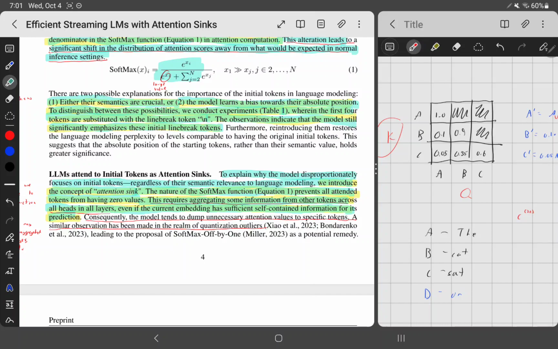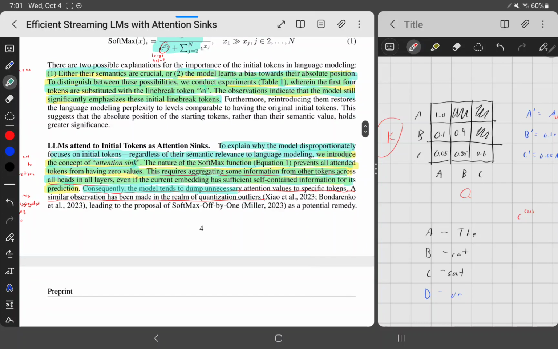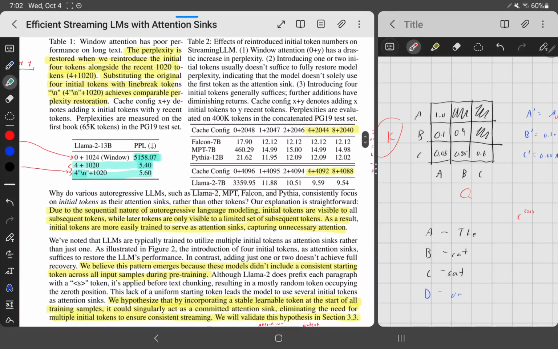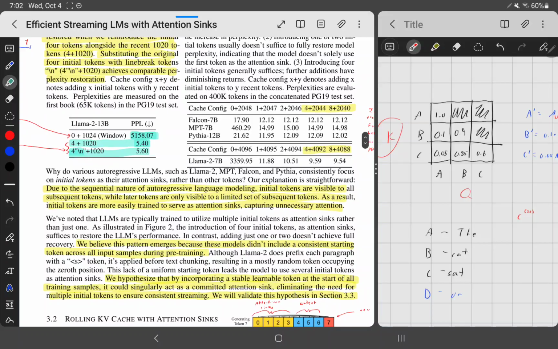And since the model will always have the first 4 tokens in the sequence, it always knows it can write to those first 4 tokens, no matter what they are, because it knows the positions of the tokens. So the idea is it can write to those because it needs to write and read somewhere, basically. Then they say the model tends to dump unnecessary attention values to these tokens, and a similar observation has been made elsewhere. So that's the reason. It just needs to dump information somewhere. So yeah.